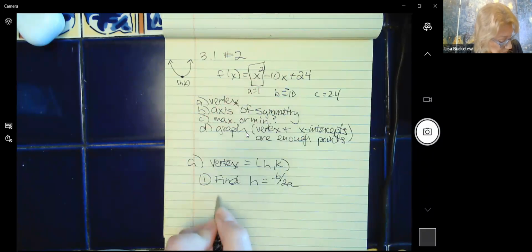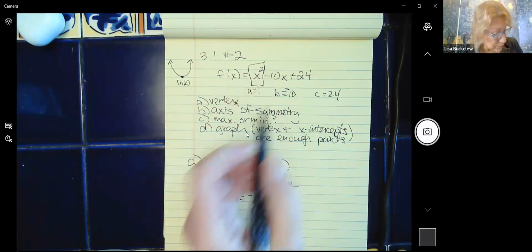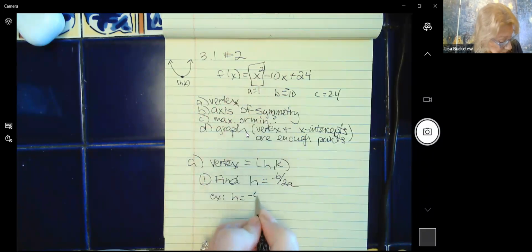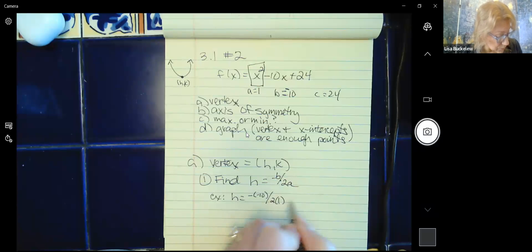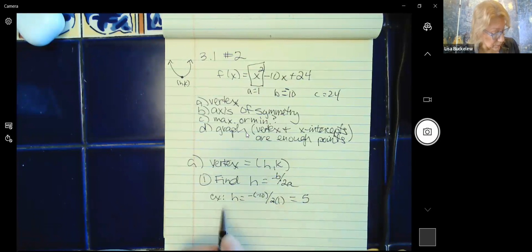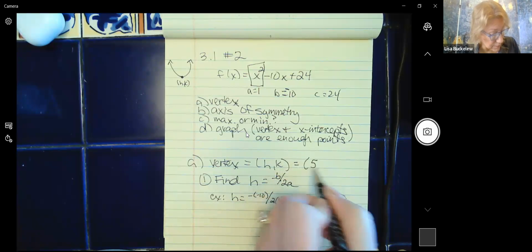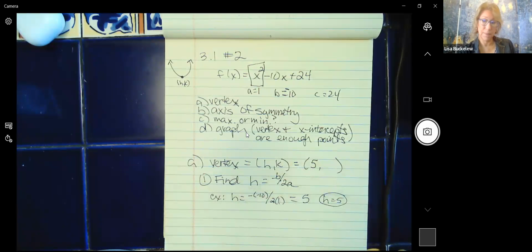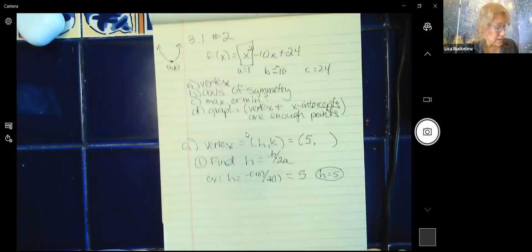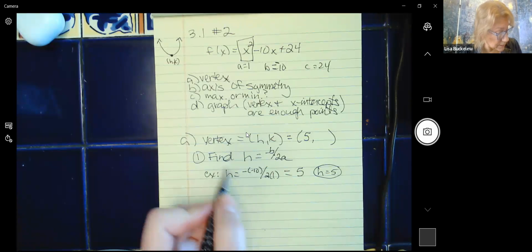All right, so for this problem, for our example, H is negative B. Well, B is already negative, negative 10. And then divided by 2A, which is 2 times 1. All right, so that's going to give us positive 10 divided by 2. So 10 over 2 is 5. So H is 5. So our vertex is starting to take shape. It's going to be 5, something. Okay, so now let's find the rest of the vertex.